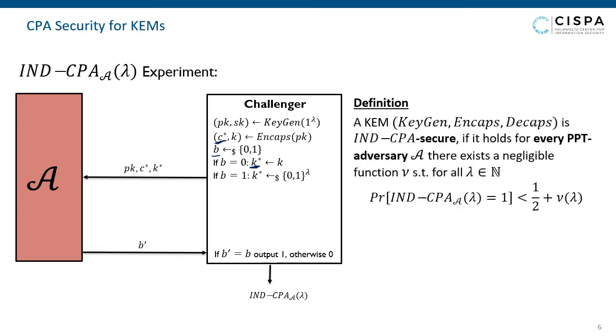The final definition says a KEM (Keygen, Encaps, Decaps) is IND-CPA secure if it holds for every PPT adversary A that there is a negligible function nu such that for all security parameters in N we have that the probability that A wins the IND-CPA experiment is at most 1/2 plus nu.